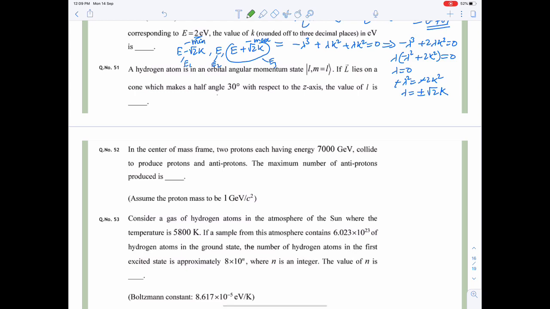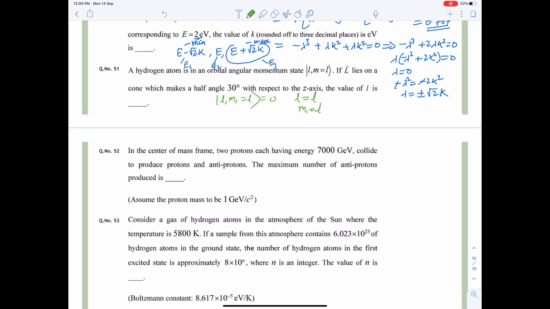Okay, so what you have been given is ml equal to L. That means L is equal to L and ml is equal to L. So you know from space quantization that cos theta is equal to ml divided by the square root of L times (L plus 1). Okay, this is the hydrogen atom.